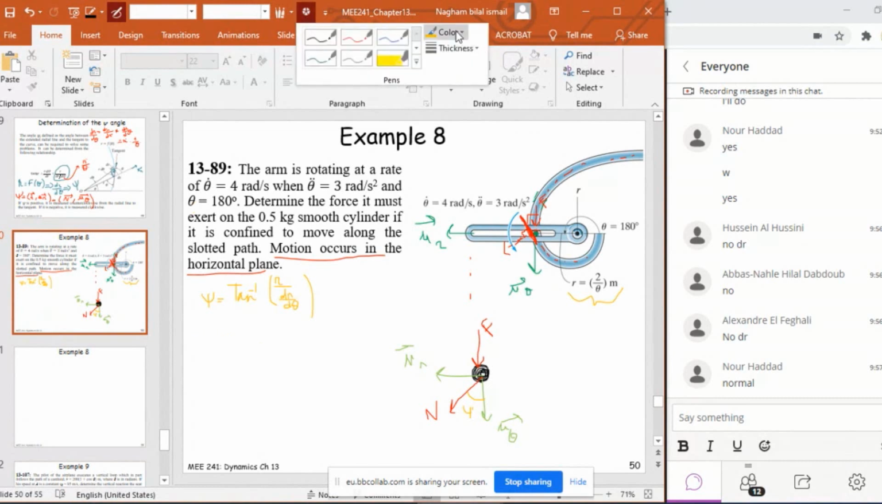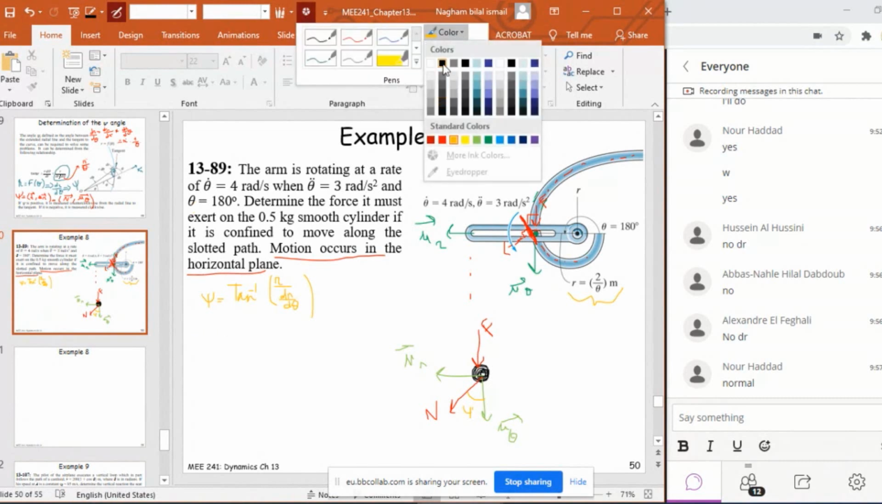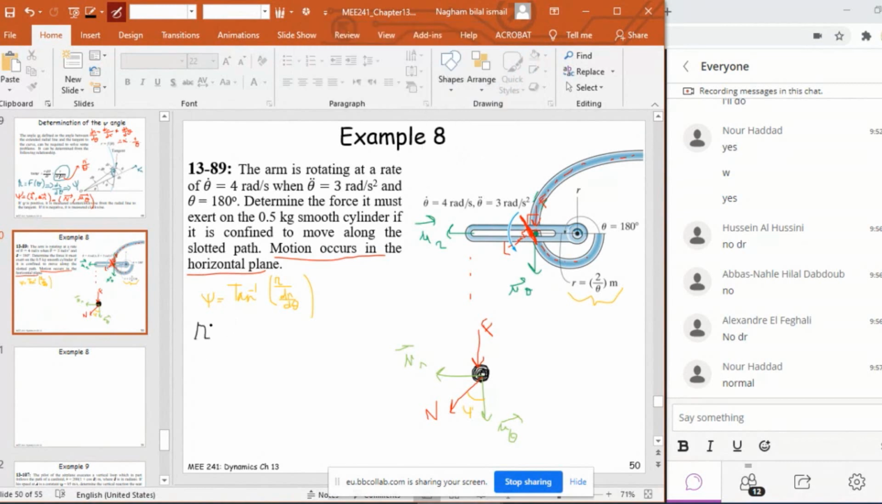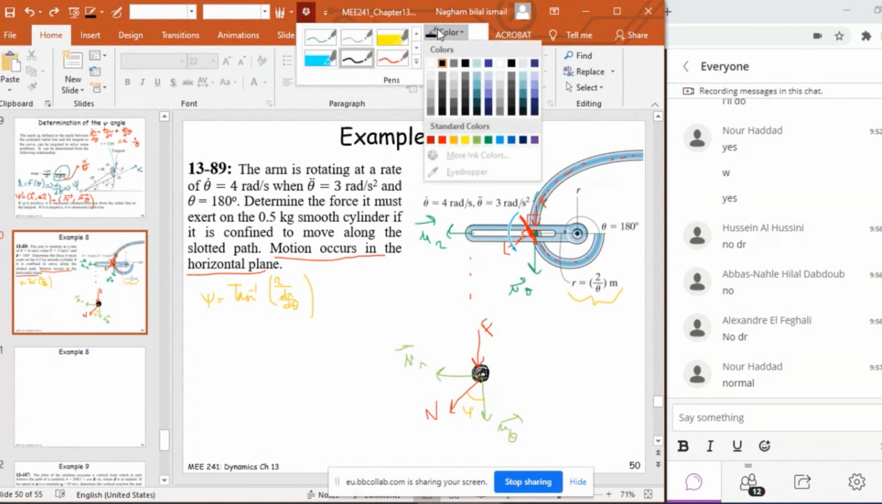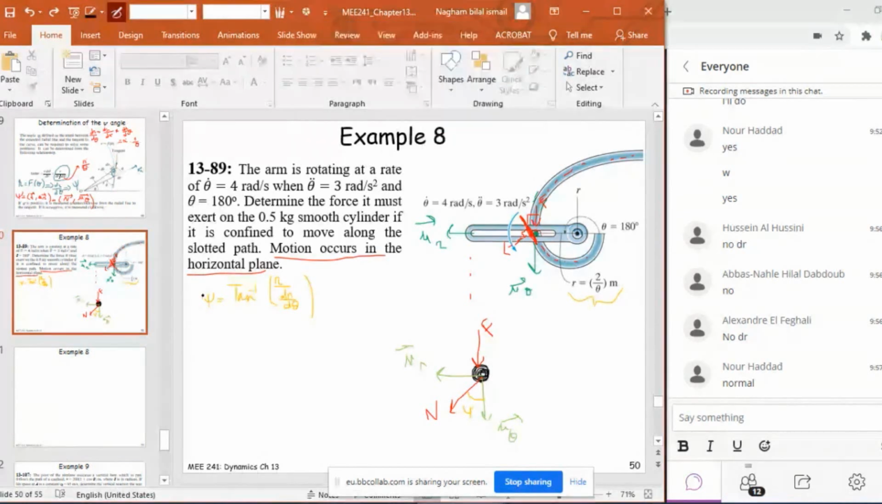This means, guys, that r dot will be equal to minus 2. I don't want to find r dot. I want to find now, for the time being, dr over d theta. So dr over d theta will be equal to the derivative of 2 over theta, which is minus 2 over theta squared.